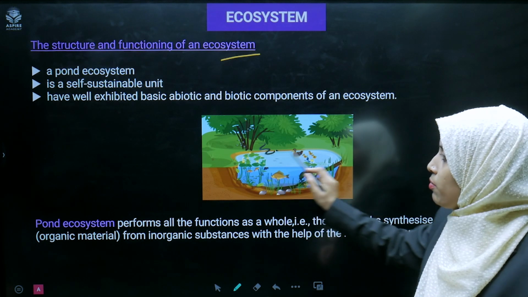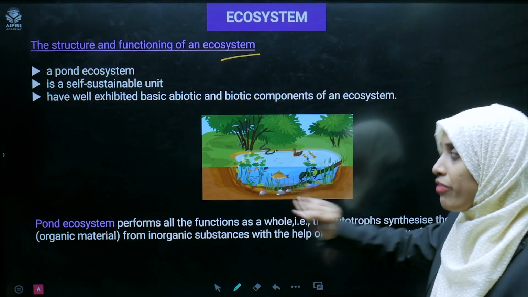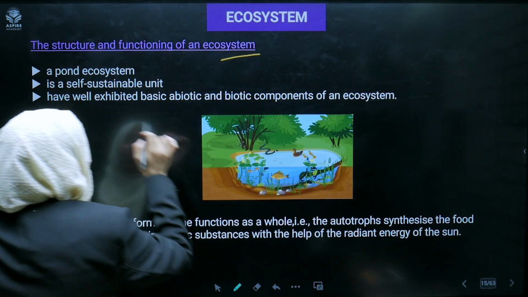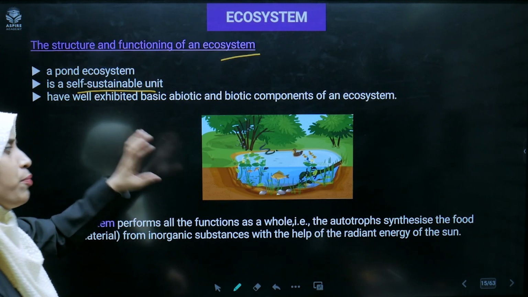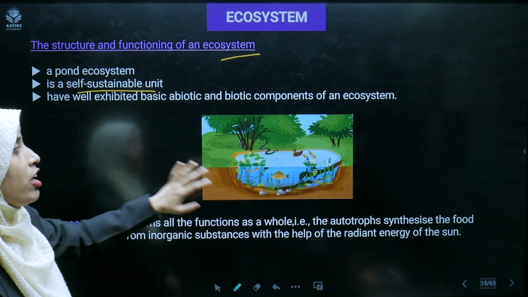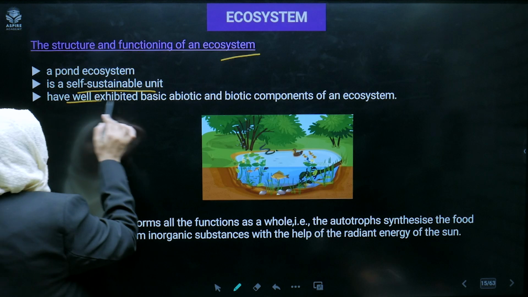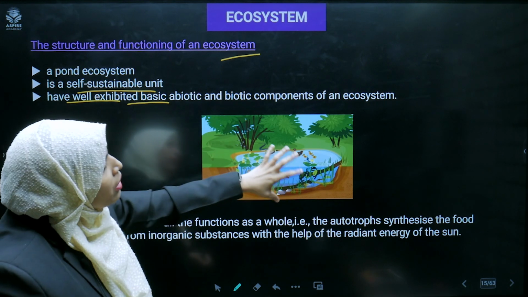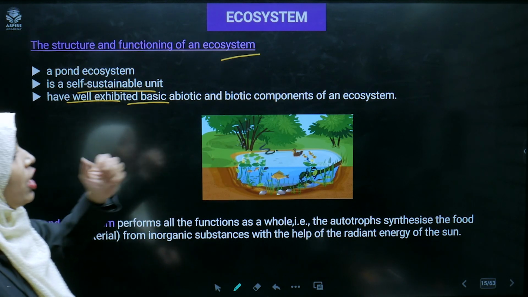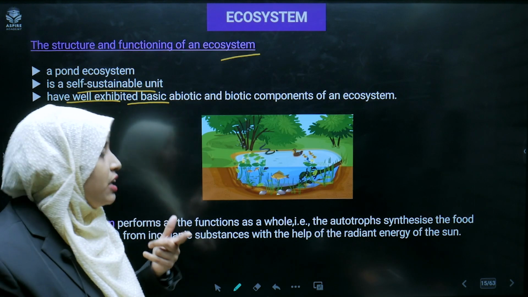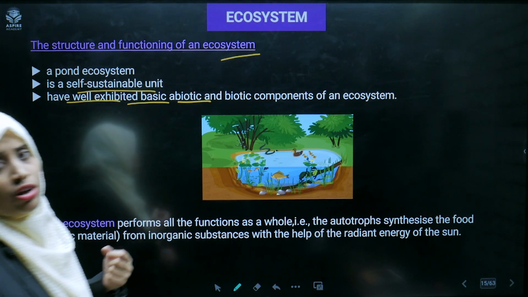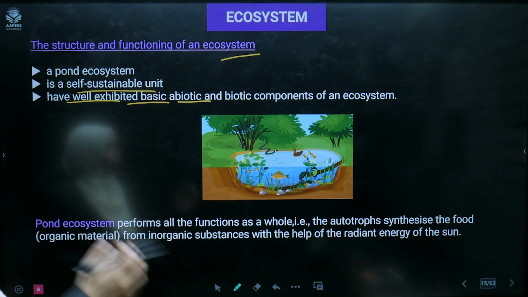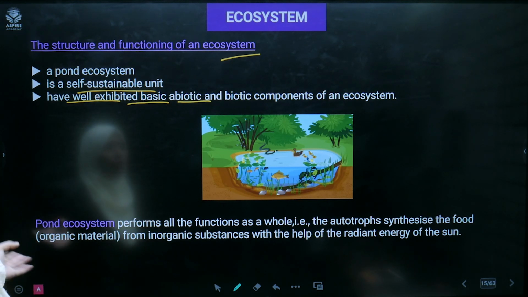There are many plants on the marginal side, submerged plants, drowned plants are also there. Algae are there. So this is the pond ecosystem, a self-sustained unit. Here everything from producers to primary consumers and secondary consumers is there. Here we have well exhibited the basic abiotic and biotic components. Biotic are there within this pond. And the abiotic components sunlight, temperature, heat, moisture, air, water, everything is present. So together when biotic and abiotic are linked up, the ecosystem can be self maintained.